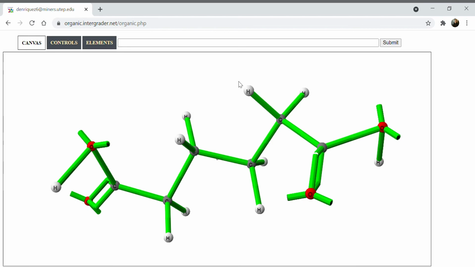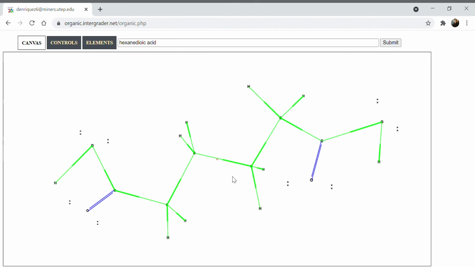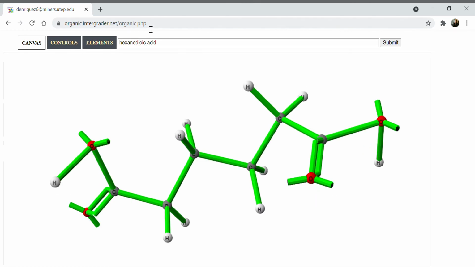Okay, so longest carbon chain, 1, 2, 3, 4, 5, 6. Hexane, and I can put the E because I see that we have 2 oxygens on each side. So hexane dioic acid. No double bonds within the carbon chain, so this is a simple one.